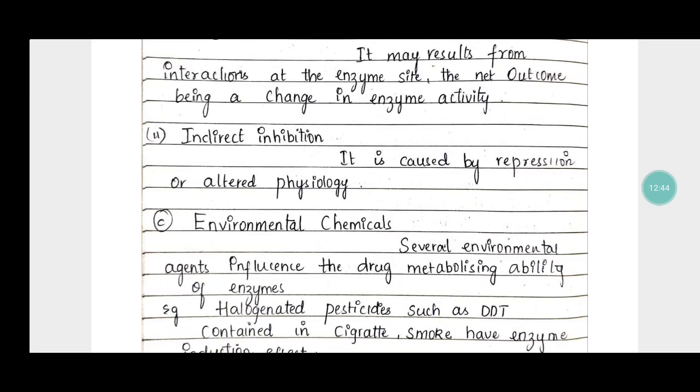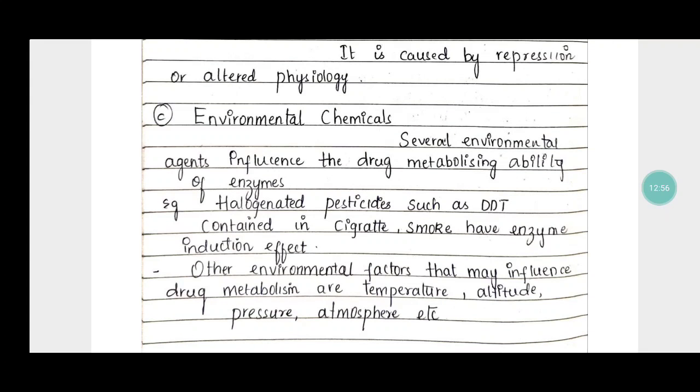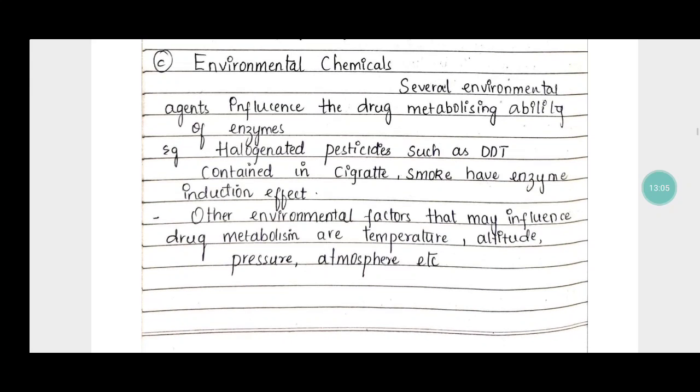Number 3, environmental chemicals. Several environmental chemicals or agents influence the drug metabolizing ability of the enzyme. Example, halogenated pesticides such as DDT and the chemicals in cigarette smoke have an enzyme induction effect. Other environmental factors that may influence drug metabolism are temperature, altitude, pressure, atmosphere, etc.